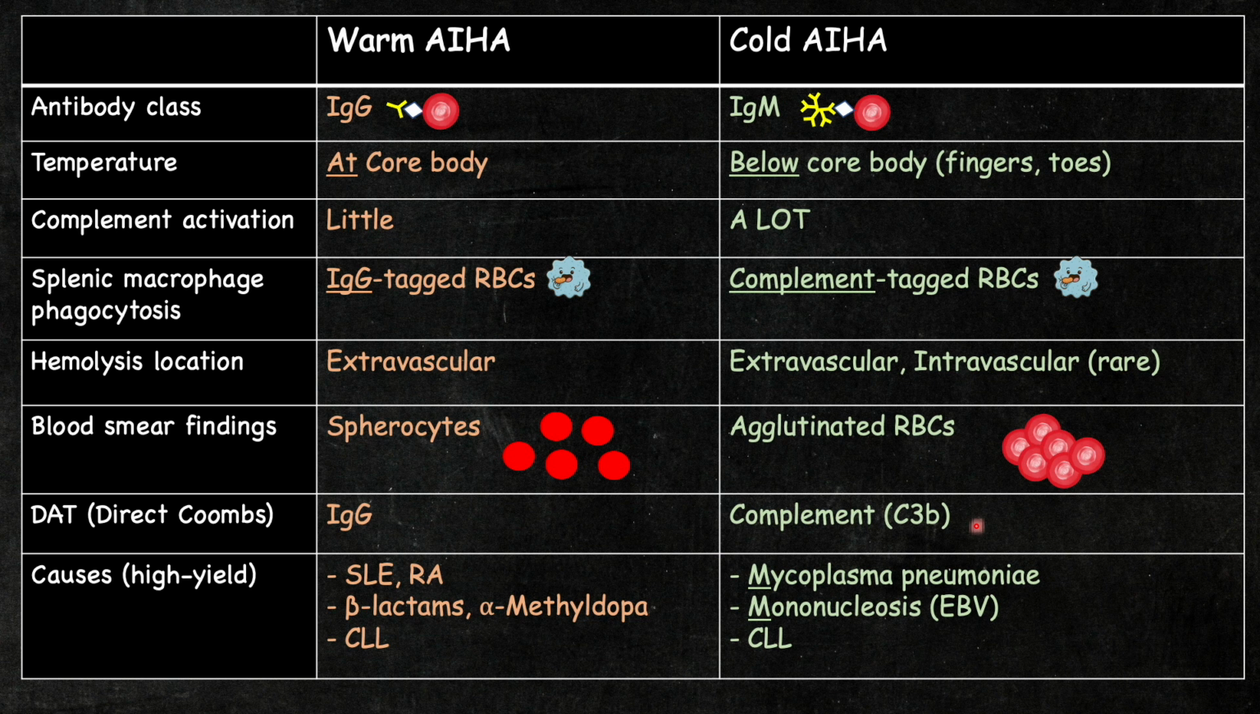The direct Coombs test here is positive against complement, because remember the IgM fell off, but complement stays on. And then the main secondary causes for IgM, remember the letter M, so mycoplasma pneumonia and mononucleosis, in addition to CLL.